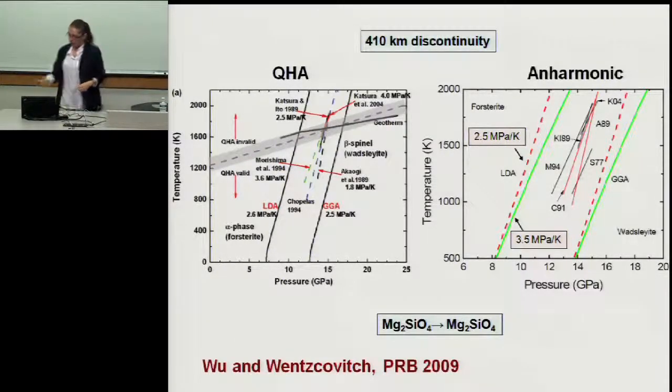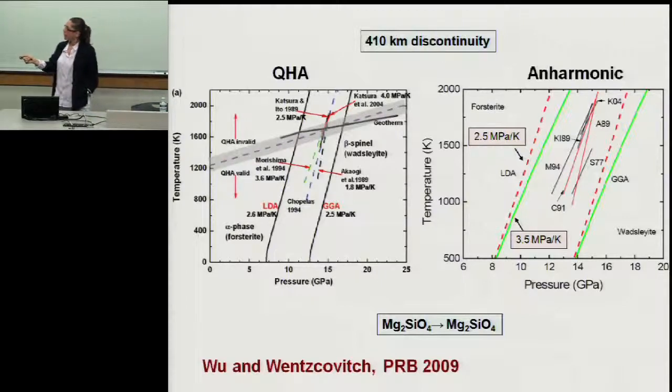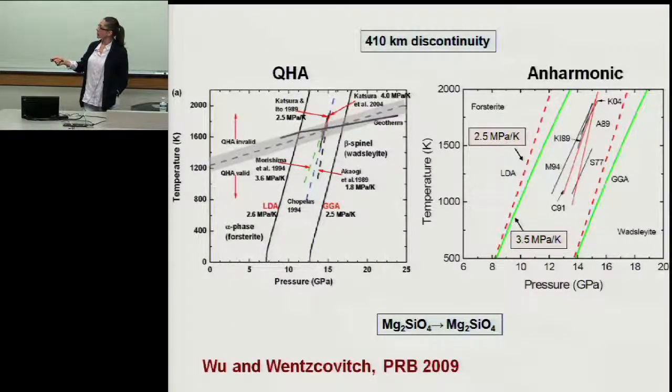We also started inspecting anharmonic effects on phase boundaries. This is the phase boundary between olivine, actually forsterite, and wadsleyite, responsible for the 410 discontinuity, the 410 kilometers depth discontinuity in the mantle. We have an uncertainty due to the exchange correlation. These are experimental phase boundaries. The Clapeyron slope of our quasi-harmonic phase boundary is 2.5 megapascal per Kelvin.